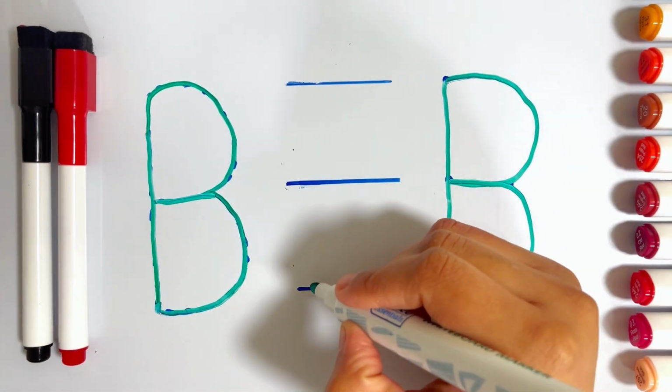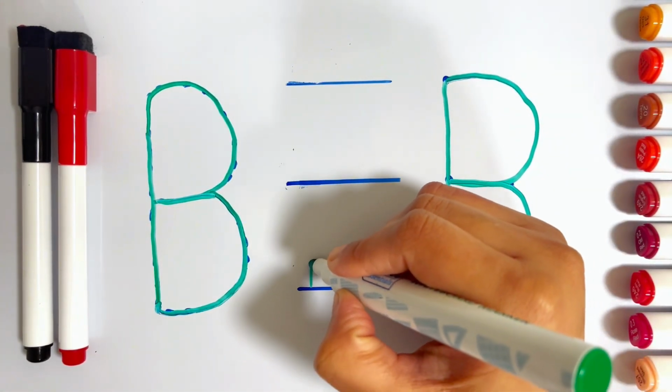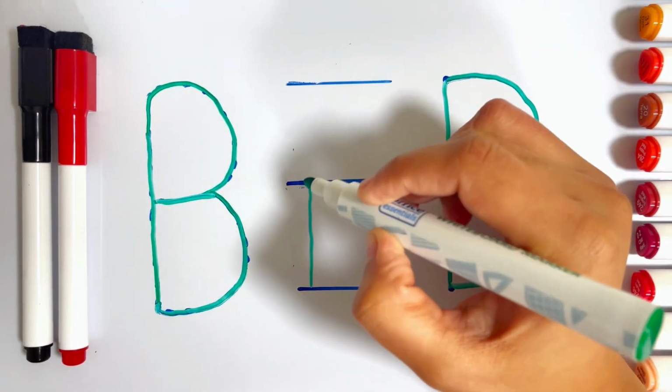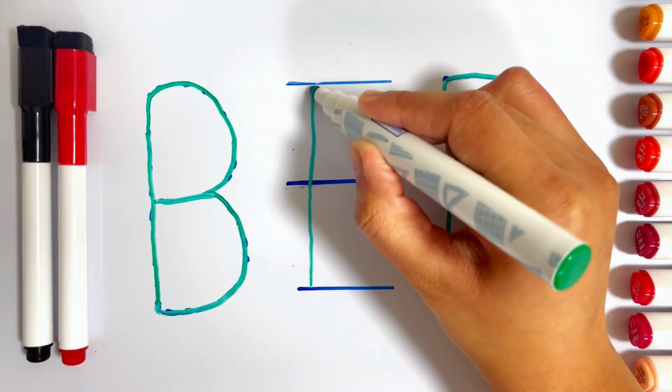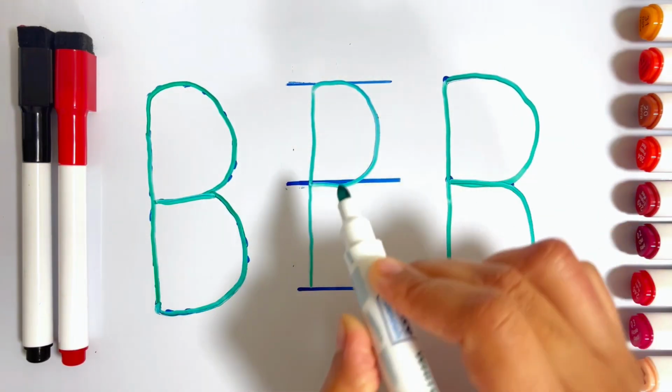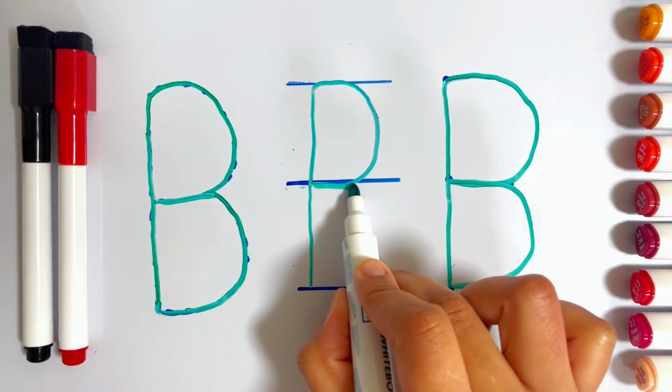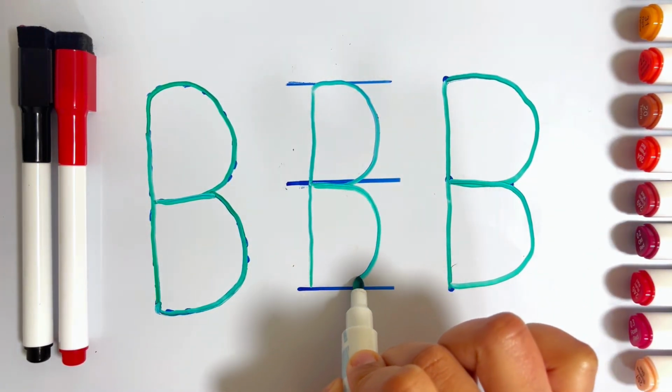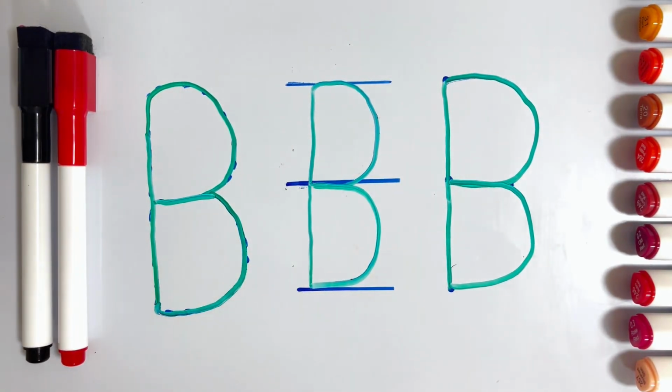Let's try writing B. A straight line going up. One-half circle. Second half circle. B.